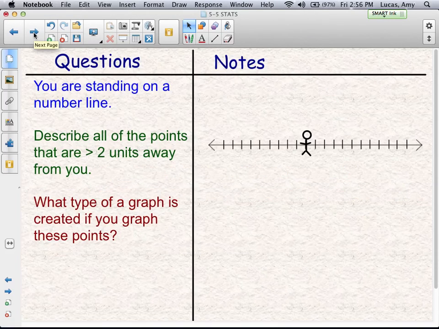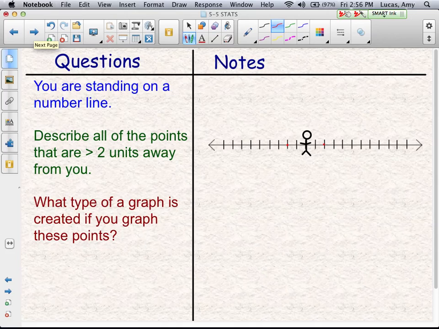So, my number line question again. You're standing on a number line. This time, I want you to describe all of the points that are greater than 2 units away from you. Greater than 2 units away. What type of graph is created if you graph these points? Well, 2 units away would be right here or right here.